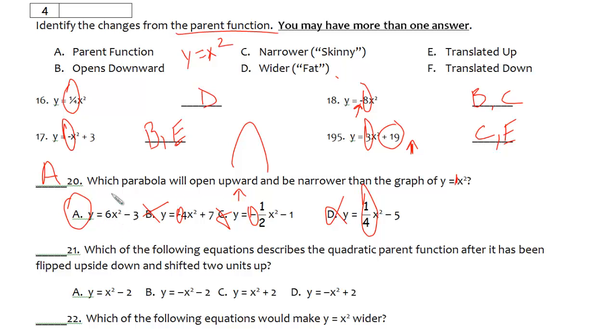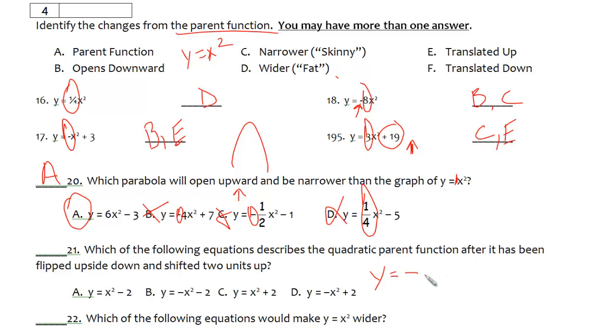and it opens upwards. Looking at 21, again, any of these could just be graphed. I could graph every one of these and compare them to the parent function of y equals x squared to see which one does what I need it to do. So 21 says, which of the following equations describes the quadratic parent function after it has been flipped upside down, and to flip it I know I need a negative, and shifted 2 units up.